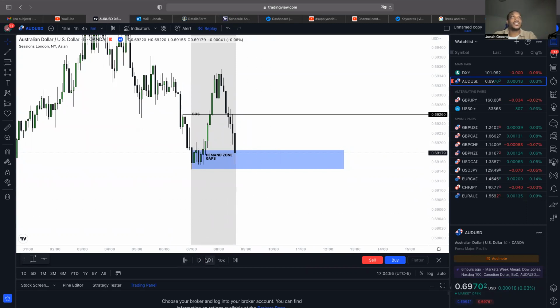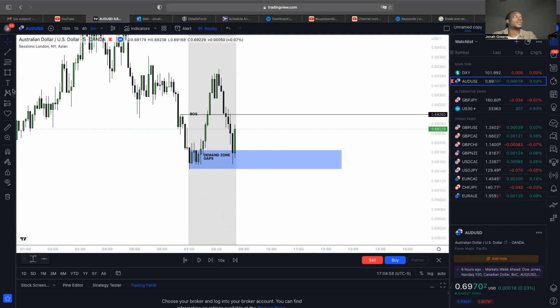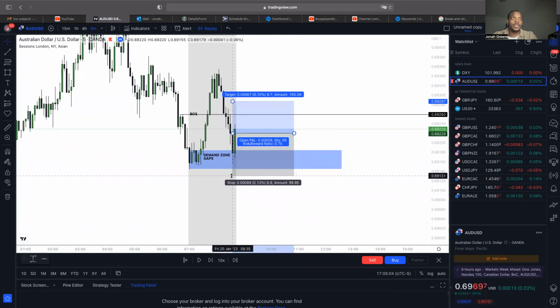So the market comes back down. This is the rejection happening. The market pulls back up, and I'm like, okay, I'm in. I sent it out into the group, and I was like, I'm in on this one. And I actually have my stop loss right here, and I have my TP right here.